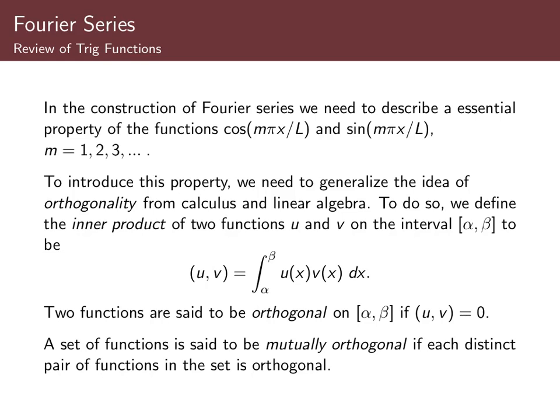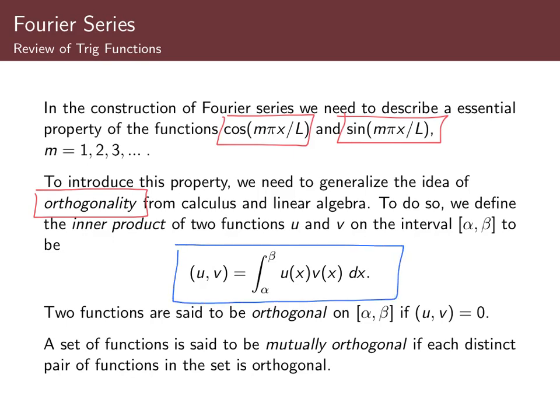Additionally, in the construction of Fourier series, we need to describe an essential property of the cosine and sine Fourier basis functions that helps us find the coefficients. To introduce this property, we need to generalize another idea from linear algebra and calculus called orthogonality. Remember that 2 vectors were orthogonal if their dot product was 0. Here we have to define a different dot product for functions, and hopefully you saw this in linear algebra. The inner product of 2 functions, u and v, on the interval alpha to beta, is defined simply as the integral of the product of those 2 functions over the interval alpha to beta. And 2 functions are orthogonal if their inner product is 0.